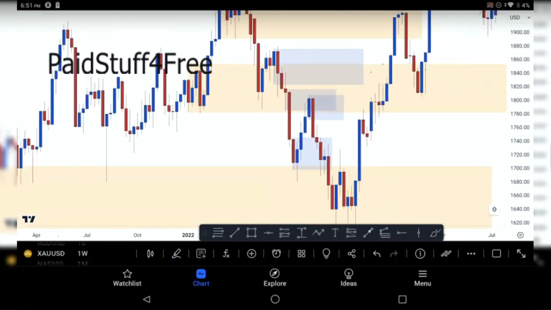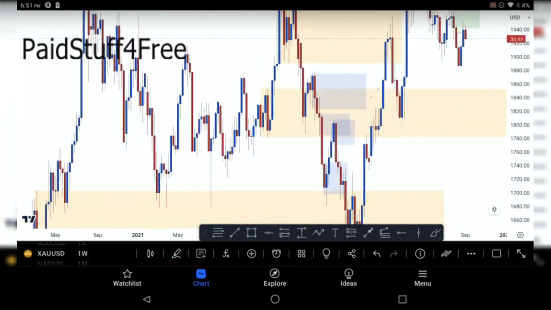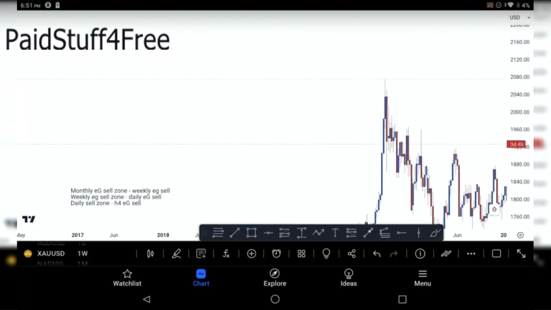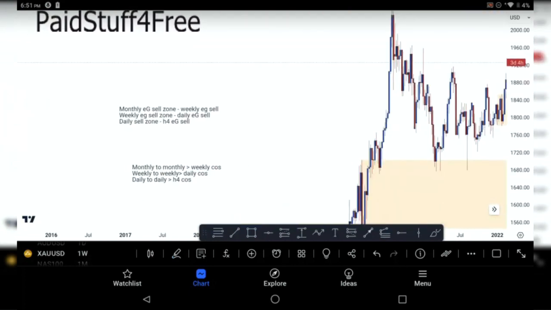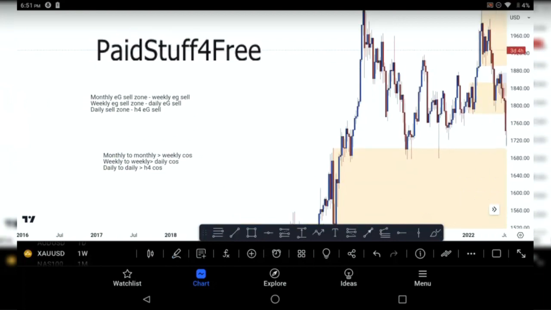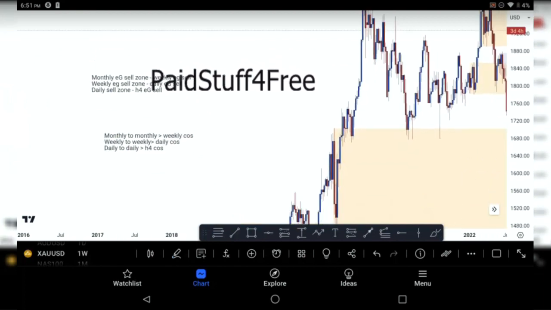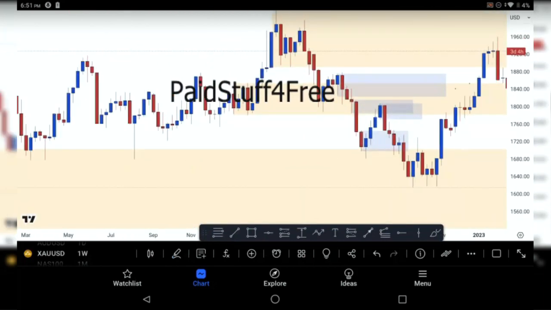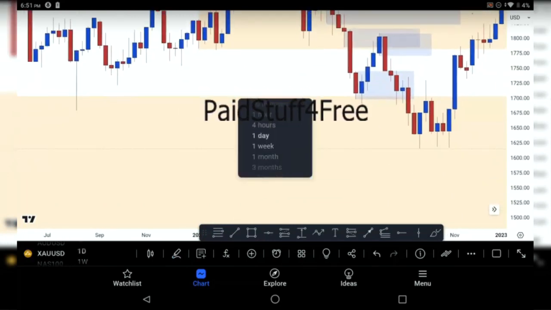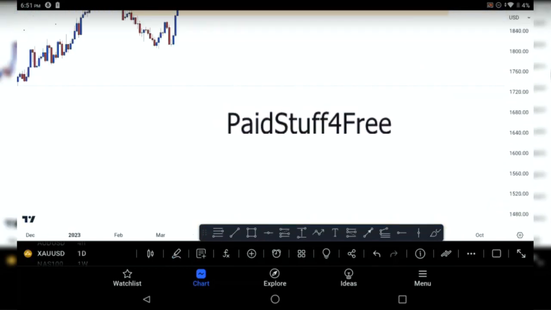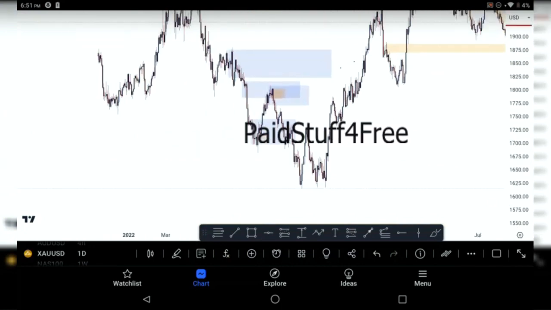Now, weekly engulfing buy to a weekly engulfing sell. First of all, I need to see a weekly, a daily engulfing buy being formed, and then a daily change of storyline. Okay, good. Now, that's my daily. Let's test what I just showed you, see if it is true or if I'm just teaching you guys bullshit.